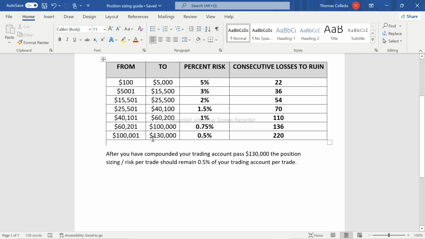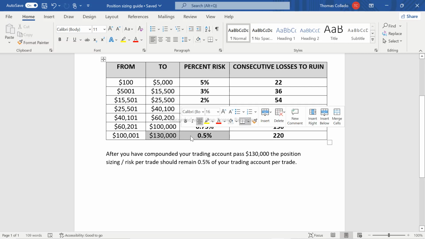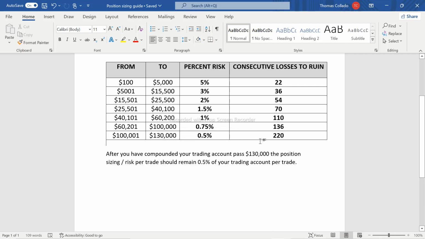You can have more than one account, but each one of those accounts should not be larger than 130,000. And for you to lose this amount of money, risking this percent, it will take you 220 losses in a row. So after you have compounded your trading account past 130,000, the position sizing, or risk per trade, should remain at 0.5% of your trading account per trade.